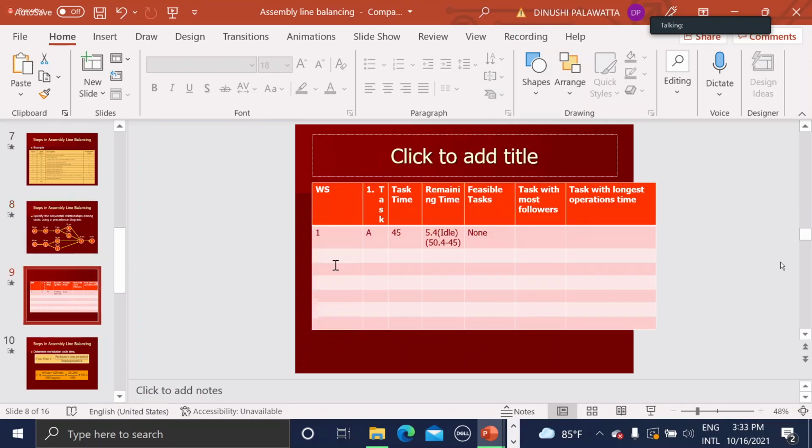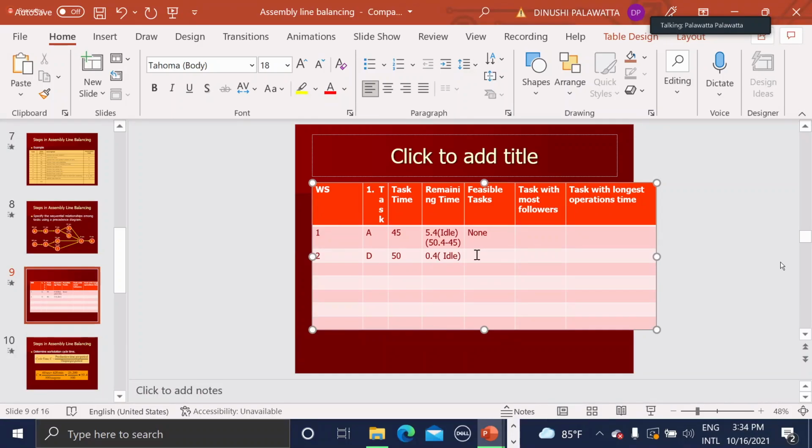So we select D for workstation 2, and its time is 50, and the remaining time is 0.4. So this will be idle. And then feasible tasks, none. And then we have to go to station 3.